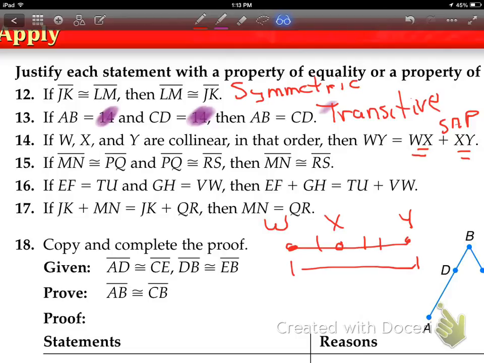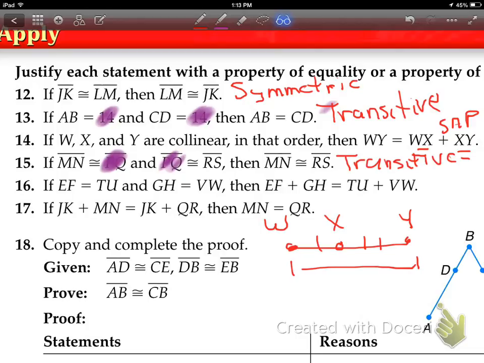Okay, number 15. Well, we're back to that situation where we have that PQ is occurring in both of these congruent statements. So MN is congruent to PQ, and so is RS. And so MN and RS have to be congruent to each other. So it's the same old idea: if two things are equal or congruent to the same thing, then they're equal or congruent to each other. Again, that's going to be a transitive. And substitution would have worked also.